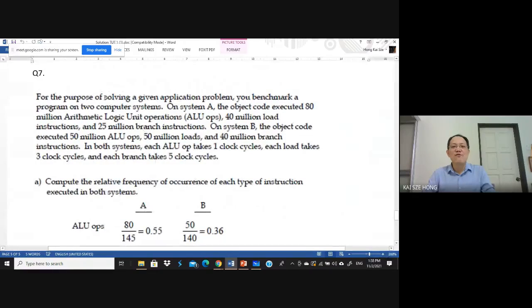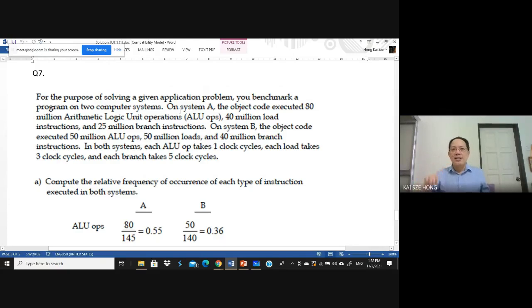For the purpose of solving a given application problem, you benchmark a program on 2 computer systems. You want to compare. Benchmark means you mark which one is better, one by one. So, a program on 2 computer systems.